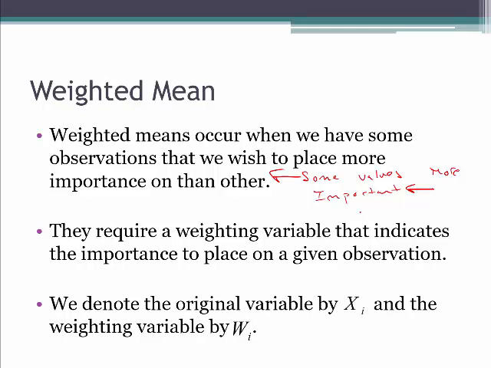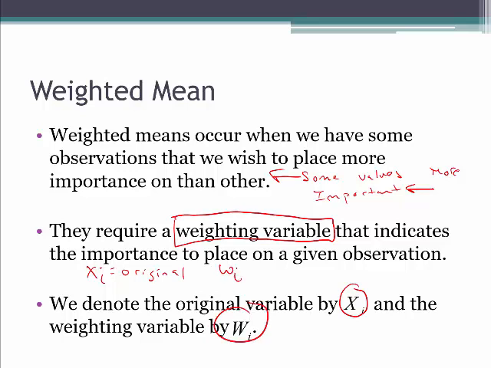So to do this, when one value is more important, you require what's called a weighting variable that indicates the importance to place on a given observation. Think about the weighting variable as how much you want to weight how important it is. So we denote the original variable by x sub i, and then its corresponding weighting variable we denote by w sub i. So these values have to correspond to each other.